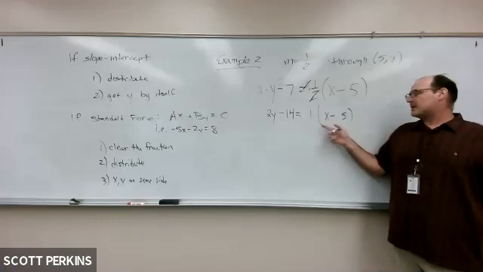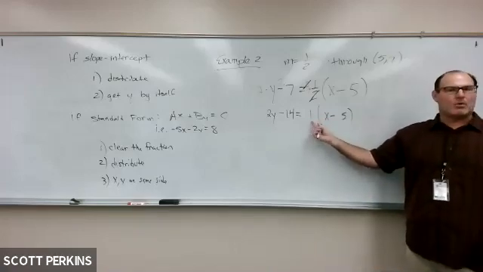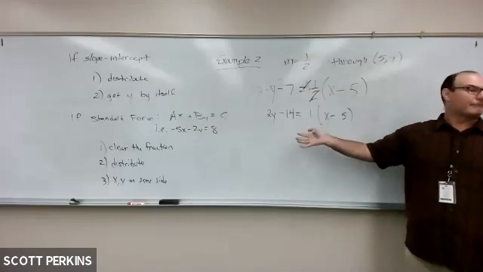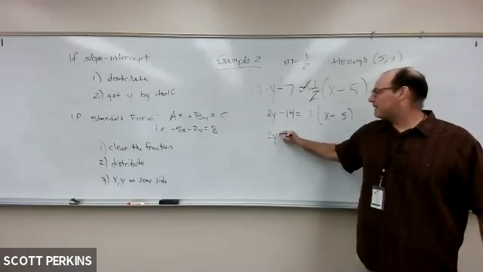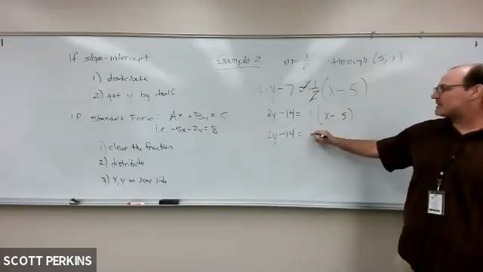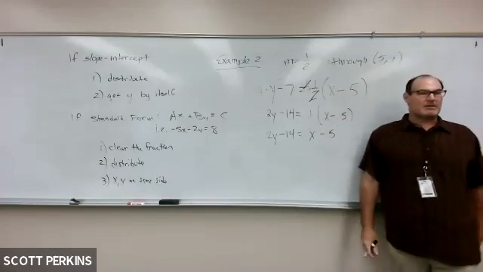Now I wrote it here just because I didn't want to skip any steps. You could have left this off because what's 1 times anything? It's that thing. So I've got 2y minus 14. 1 times x is x. 1 times negative 5 is negative 5. And now we're ready to be finished with the problem.